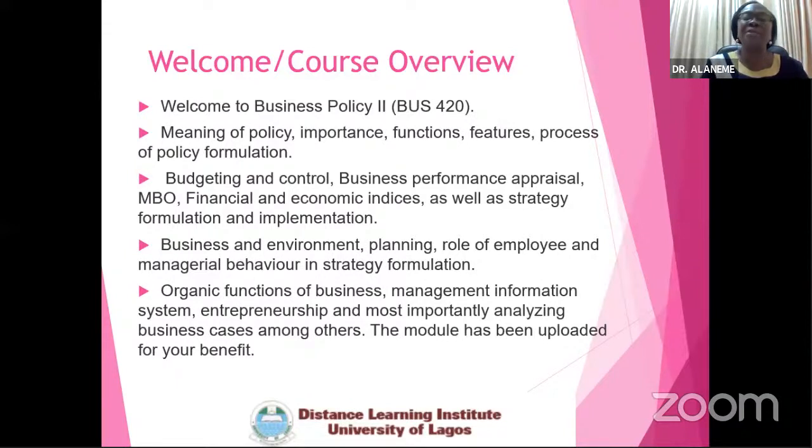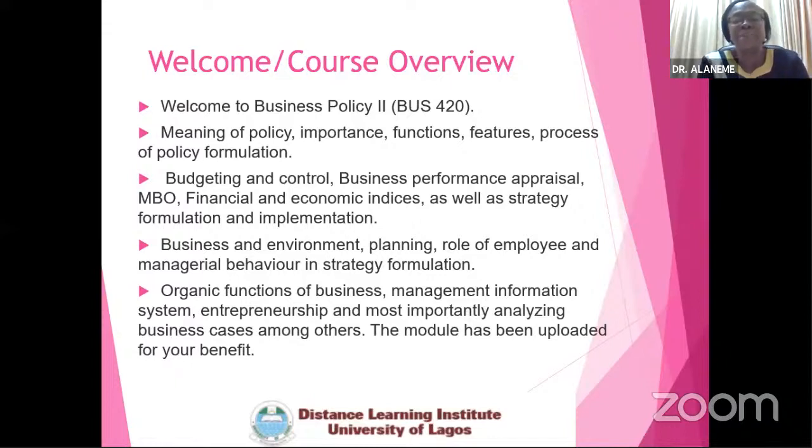But first of all, let's look at the course overview. What are you expected to do in this course? One will look at the definition of policy. We look at its importance, its functions, features, the processes of policy formulation. We'll also look at budgeting and control, business performance appraisal, management by objectives, financial and economic indices, as well as the strategy formulation and implementation processes.